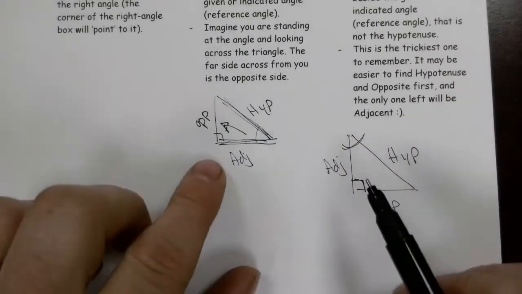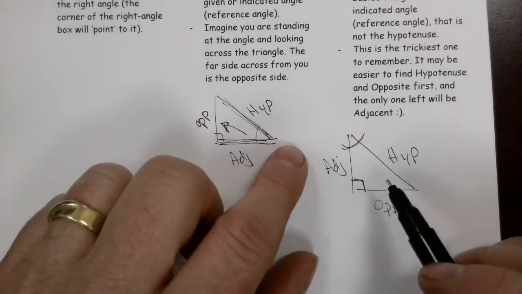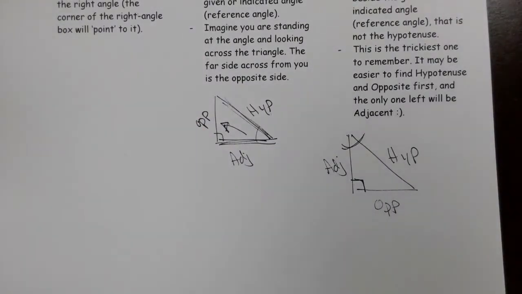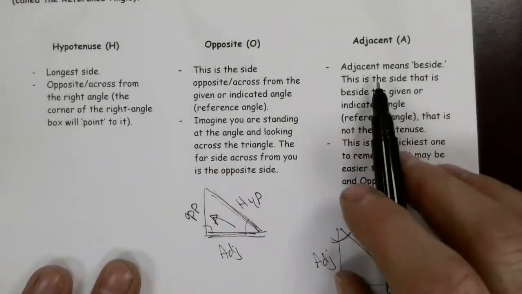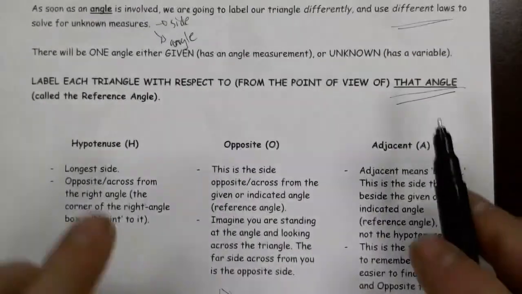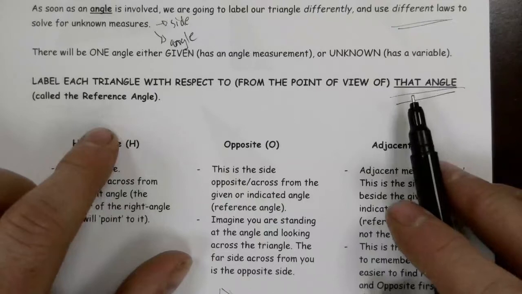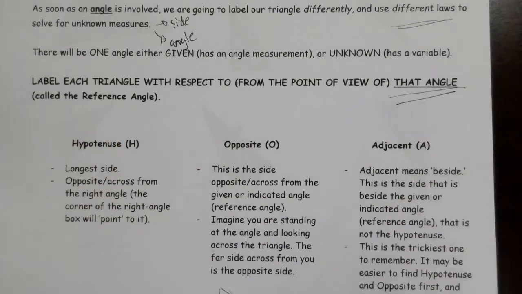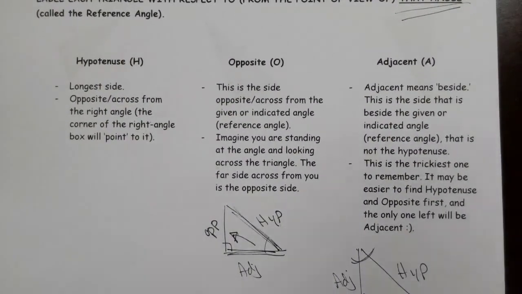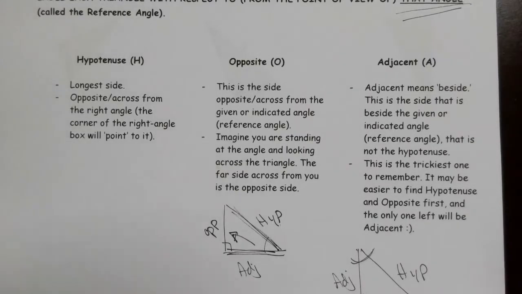These labels that we're giving, opposite and adjacent, depend on the angle that's the reference angle, the one that is the focal point in the problem. Okay, so this labeling is a response to our identification of that reference angle. I hope that makes sense. Let's take a look at some examples to kind of fortify this for you.